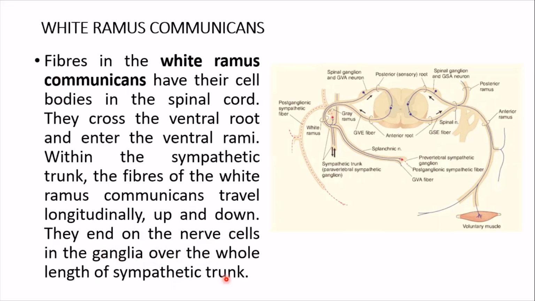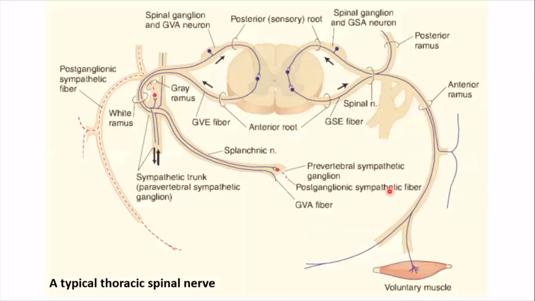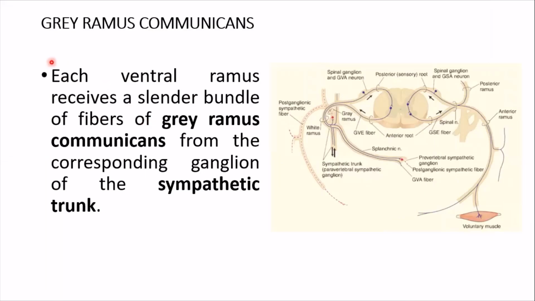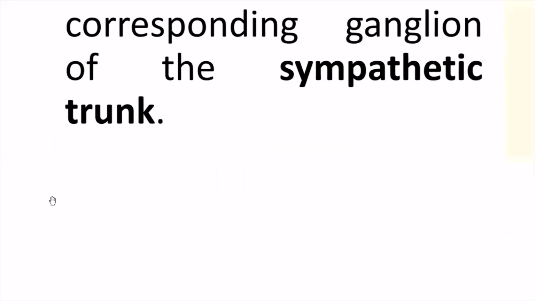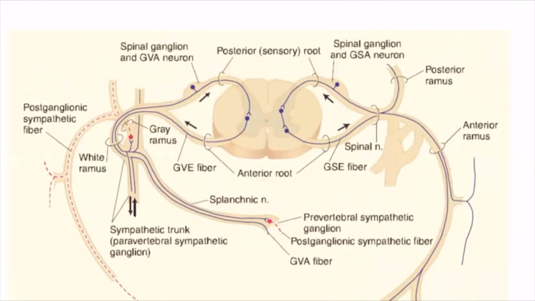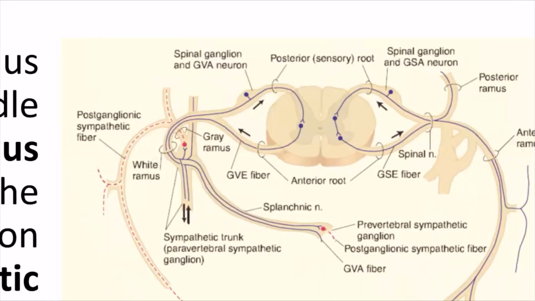This is the thing. And then again, I've told you this just to enlarge the image and paste it over here. So what is that? The gray ramus communicans. You see the picture. This is the gray ramus communicans, and as you see, each ventral ramus receives a slender bundle of fibers of gray ramus communicans from the corresponding ganglion of the sympathetic trunk. Again, I enlarge the picture, and you see over here. This is the gray ramus.